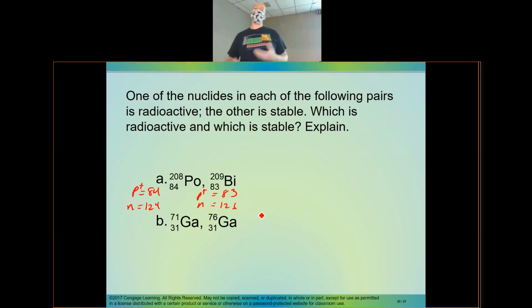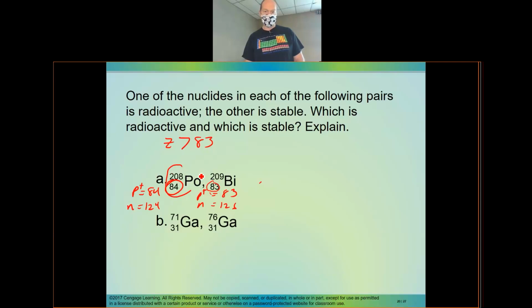That could mislead you. What you need to see here is that this number is greater than 83, this number is not greater than 83, and this number is equal to 83. When your Z is greater than 83, not equal to, then you are radioactive. Since this is greater than 83, this one is radioactive, and so you would predict the other one to be stable. Remember, radioactive means unstable.